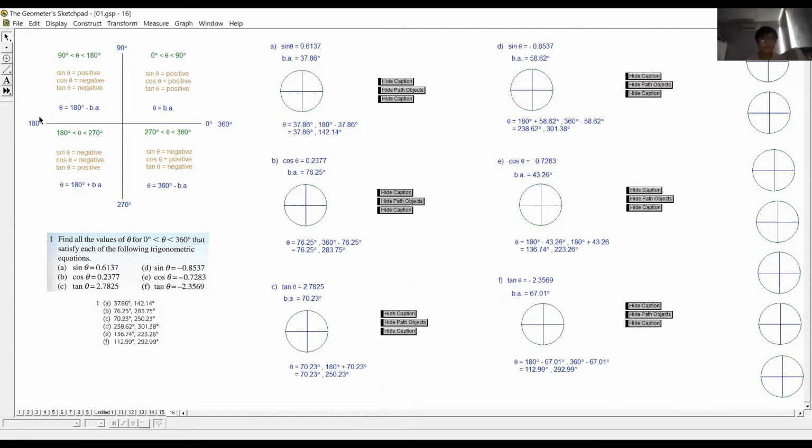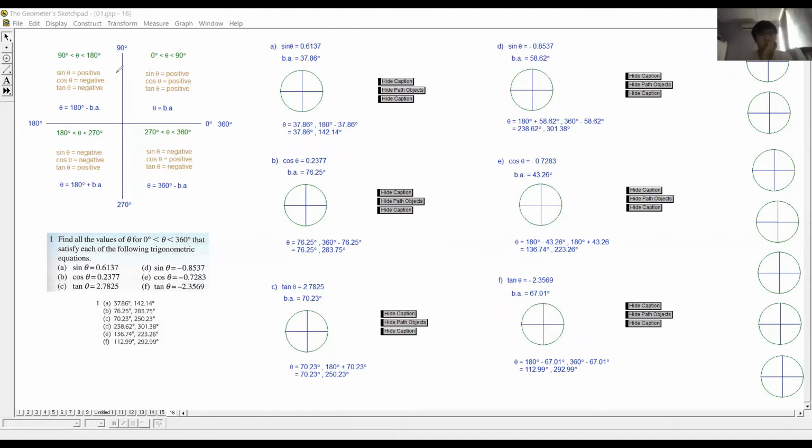This blue line here divides the Cartesian plane into four quadrants. In the first quadrant, the angle is between 0 and 90 degrees. The sine, cosine, and tangent are all positive. And the actual angle is the same as the basic angle provided by the calculator.